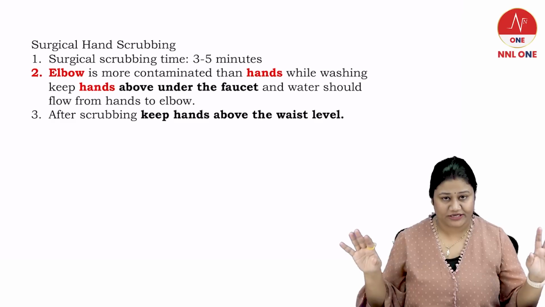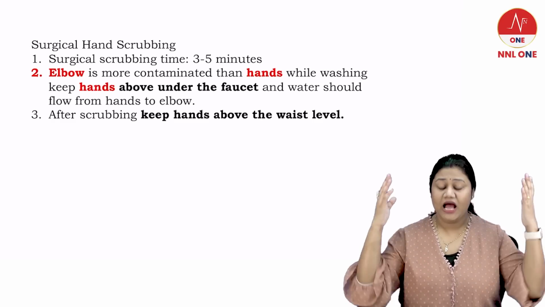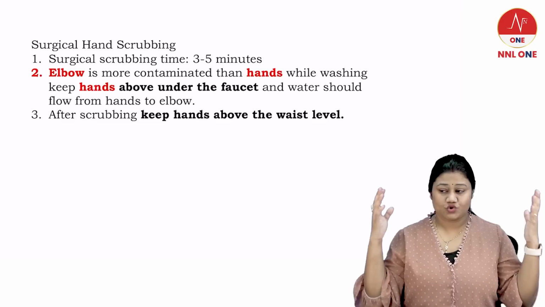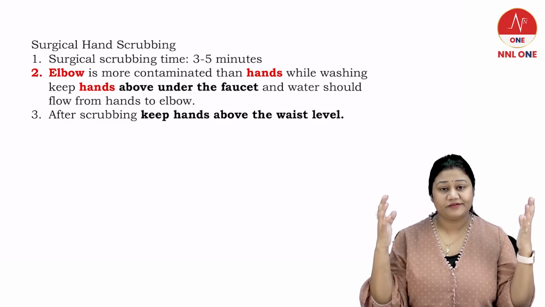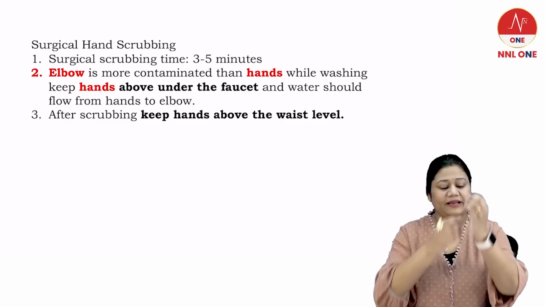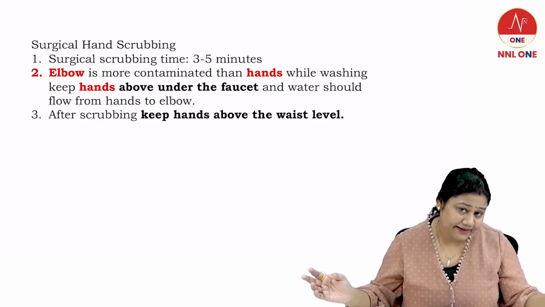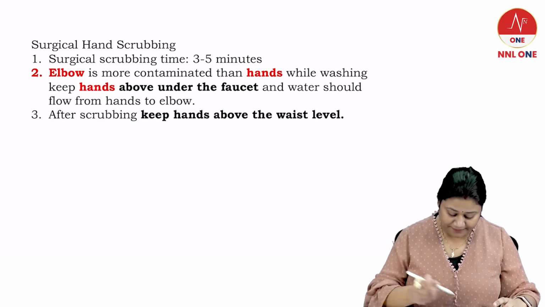And once the washing is done, you will hold your hand, you will place your hand basically above the waist level. So I will place my hand above the waist level, so whatever water will be dribbling, it will dribble from less contaminated towards the more contaminated area, right? So this is also a very important point.